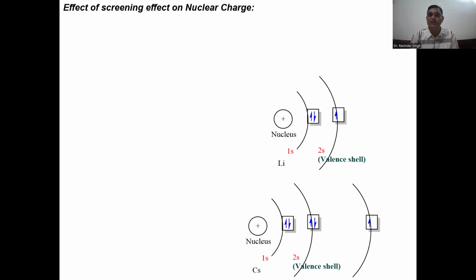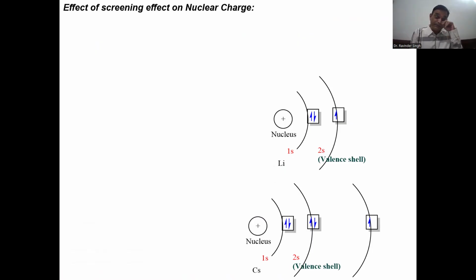The charge which is experienced by any of the electrons is called the effective nuclear charge. That's the difference between the terms nuclear charge and effective nuclear charge. Nuclear charge means the total positive charge, the atomic number. For example, the atomic number of lithium is 3, that's the nuclear charge, but that charge is not equally experienced by all the electrons. So the total positive charge experienced by any electron present in any shell of the given atom is called the effective nuclear charge.